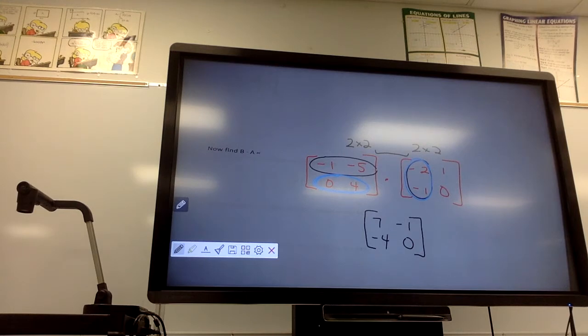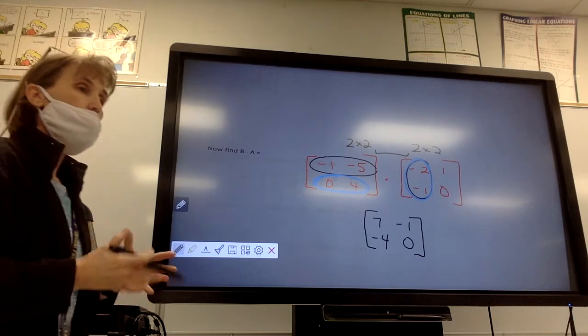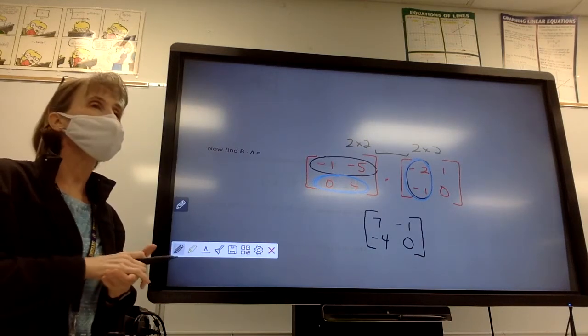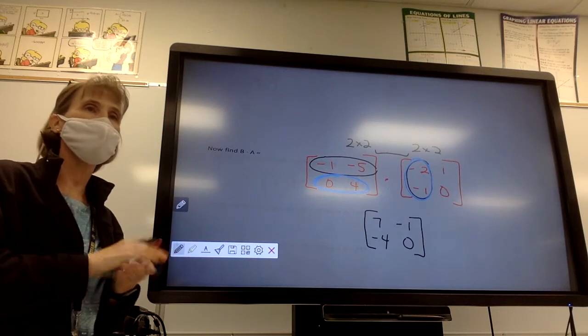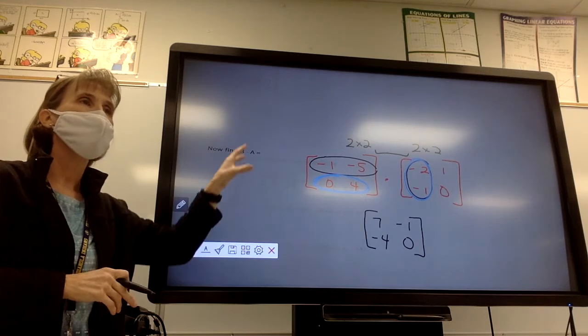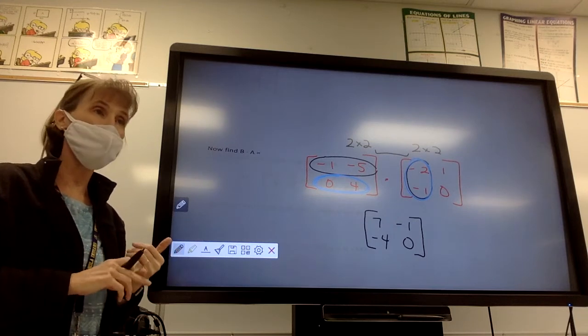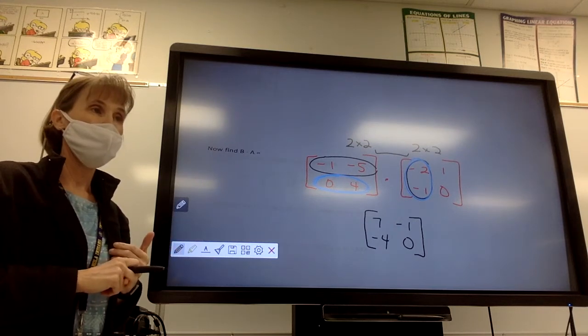So we got a different product, which tells us that with matrices, order matters. Okay? When we multiply regular numbers together, the order doesn't matter. We can flip them around to get the same product. Not the case with matrices. So the commutative property with multiplication does not apply to matrices.